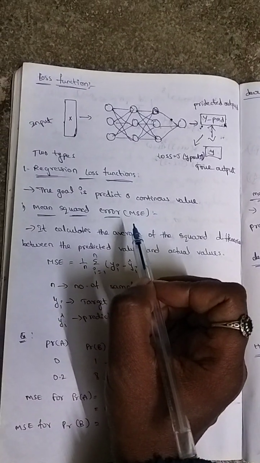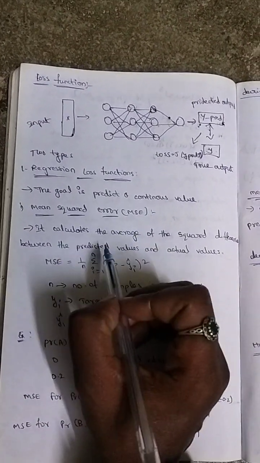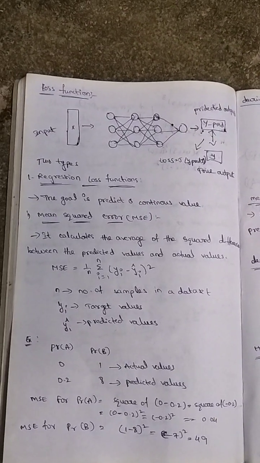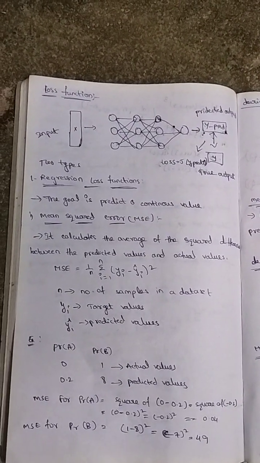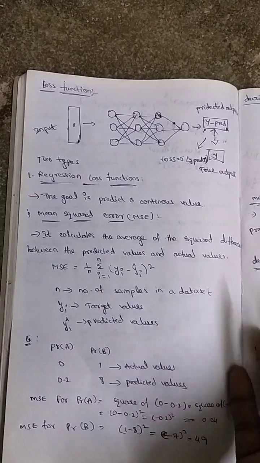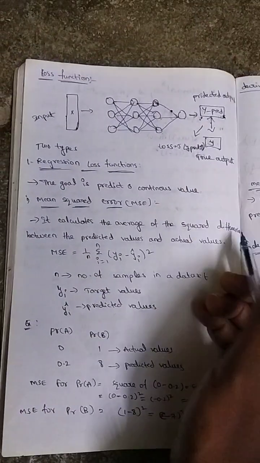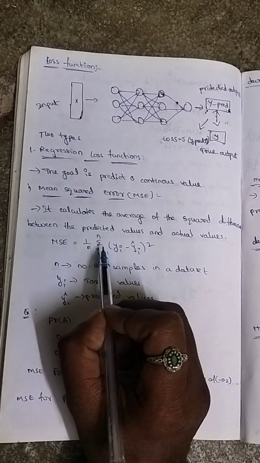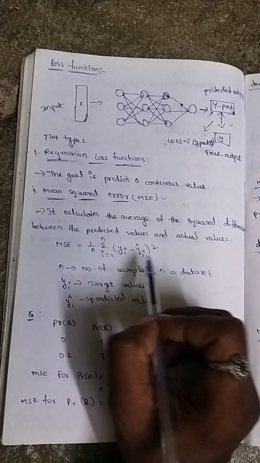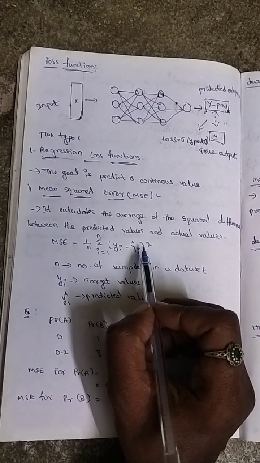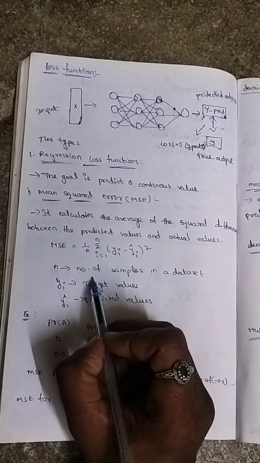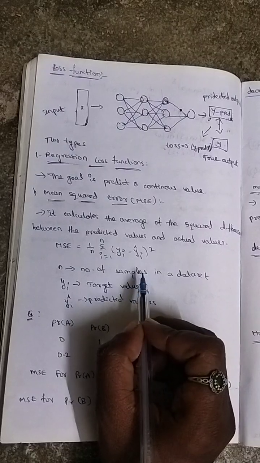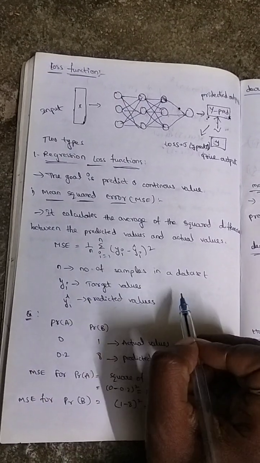What is mean squared error? It evaluates the average of the squared difference between the predicted and actual values. The formula of mean squared error equals 1/n summation i equals 1 to n (yi minus yi cap) whole squared. N means the number of samples in a data set. Yi means target values. Yi cap means predicted values.